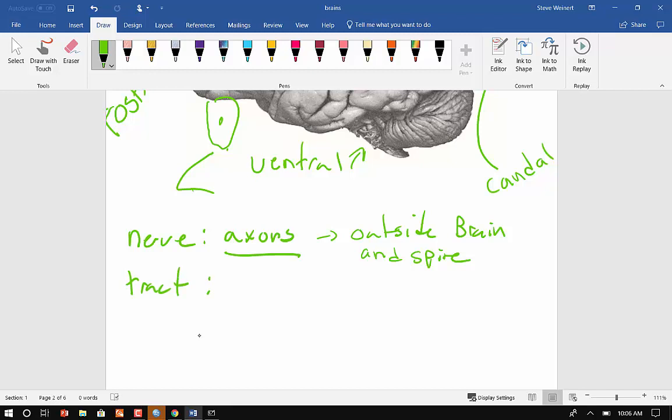Okay, so I'm going to write a word tract up here. Guess what a tract is? So a tract is a group of axons inside the brain and spine. The optic nerve turns into the optic tract once it enters the skull. Optic nerve means it's a bundle of axons outside of your brain, and then once it goes through the skull, it becomes the optic tract. You'll understand why we need to know these words in a little bit here.